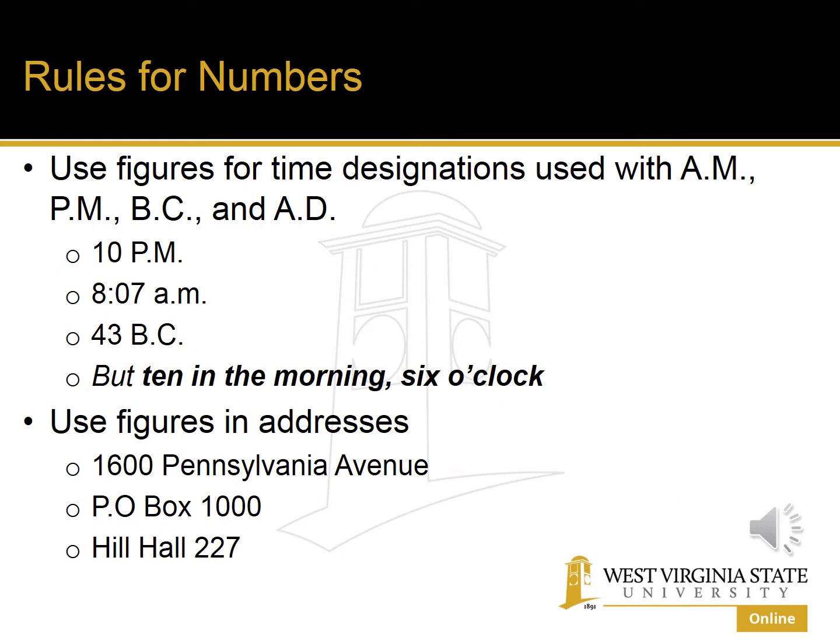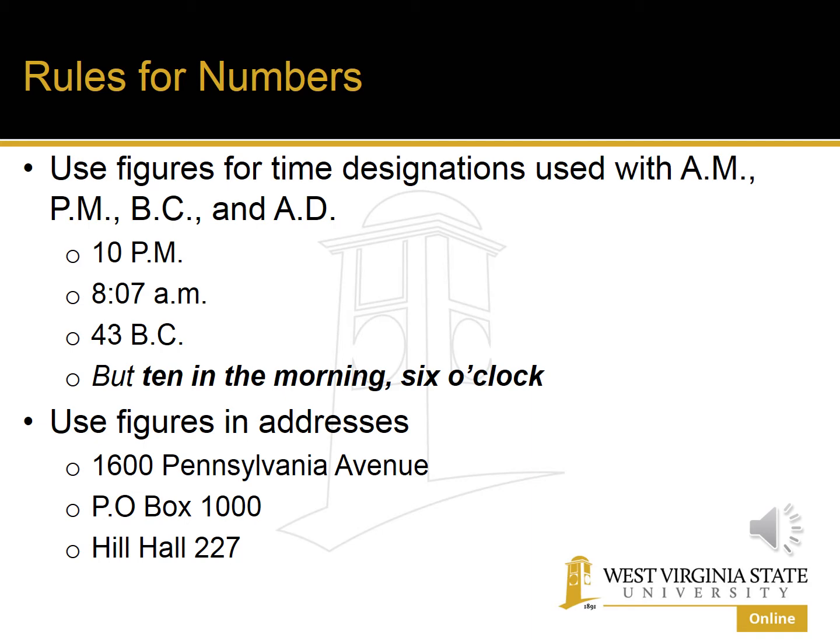Another rule for numbers is that we should use figures with time designations and year designations. For example, with AM, PM, BC, AD, BCE, CE. So for example, 10 p.m. or 8:07 a.m., 43 BC. But when we're writing in a sentence where we're not using one of those time designations, we would say 10 in the morning, then we should write out the number 10. Or when we use o'clock, we should also write out the number before o'clock.